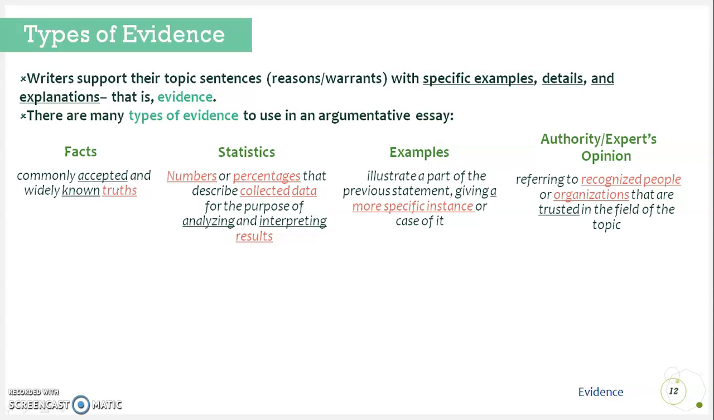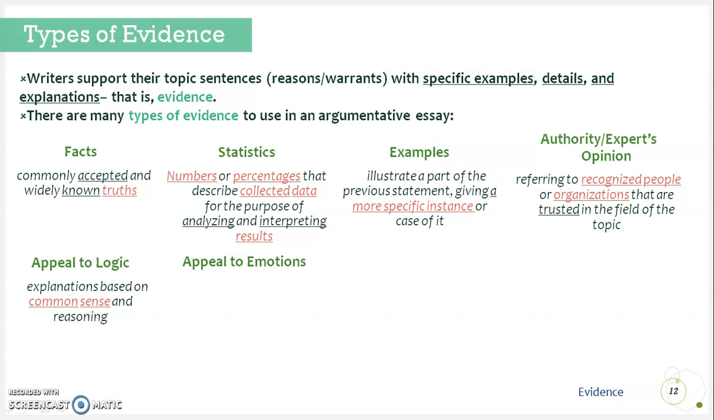This refers to recognizable, well-known, trusted people or organizations in the field related to the topic. We will see later more examples on that. Next, we have appeal to logic. Logic is anything related to what makes sense in our mind. These are explanations based on common sense and relating things to each other.